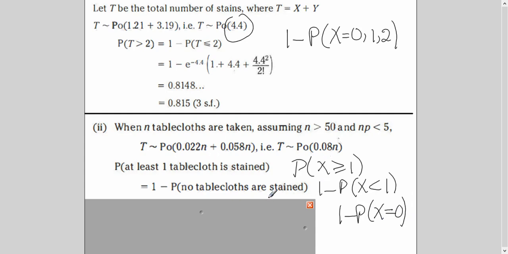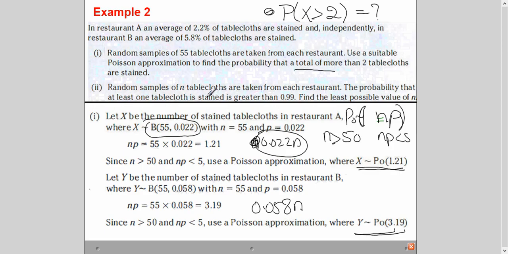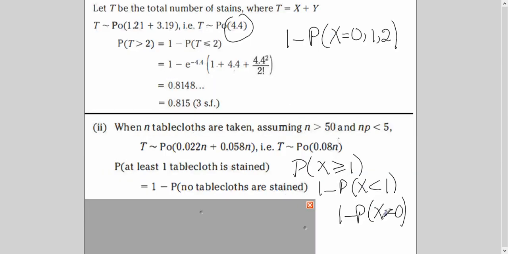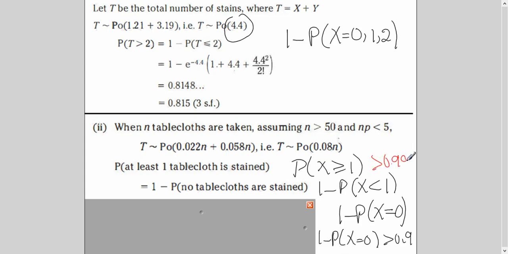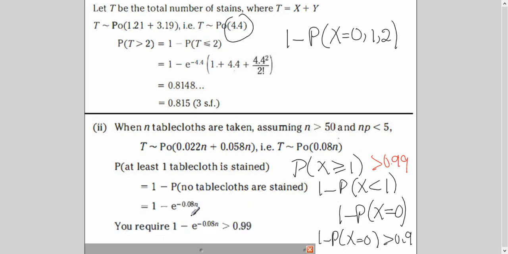And it further says that the probability that it is greater than 0.99. So if I complete this equation, it means 1 minus probability of x equals 0 is greater than 0.99. Make sense? Because I can write here also that at least 1 is greater than 0.99. So this is the complete question which we have to solve and get the answer, right?